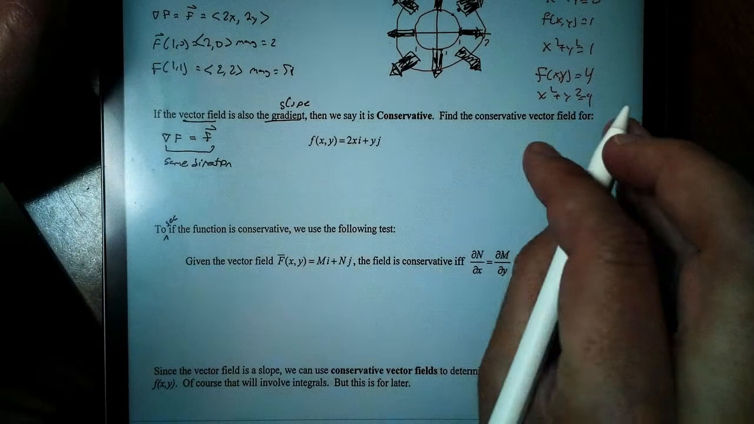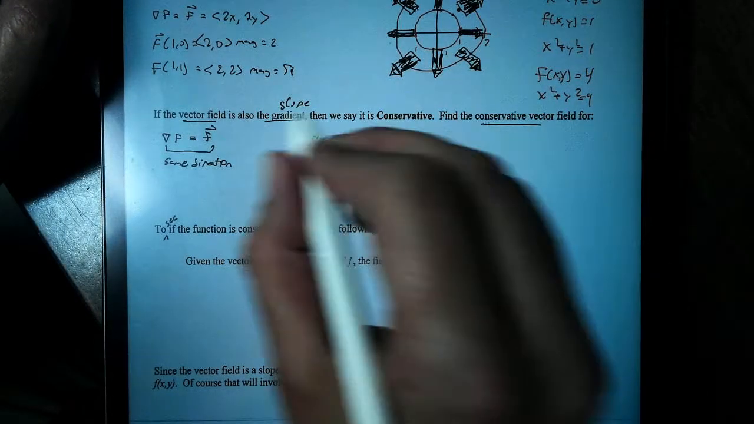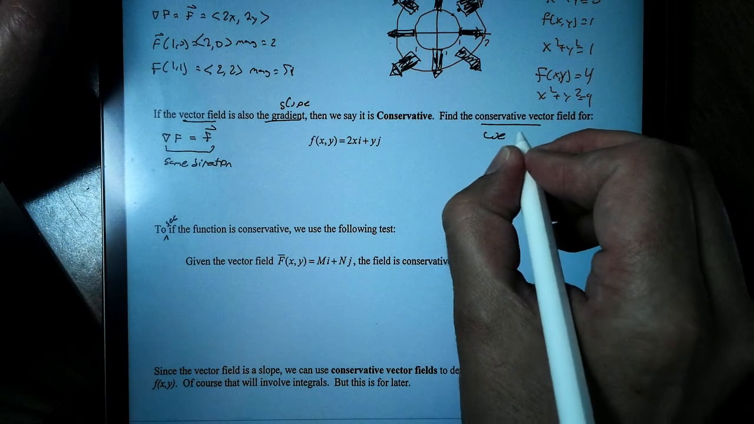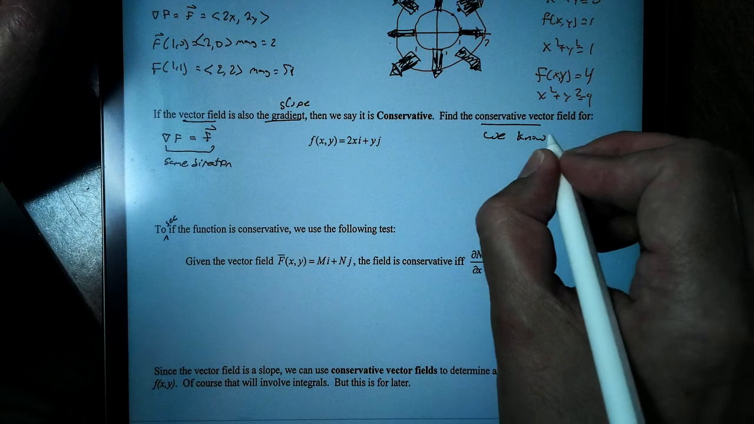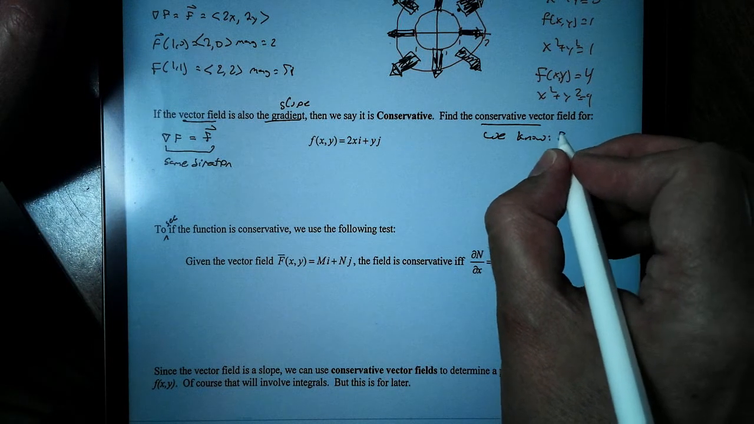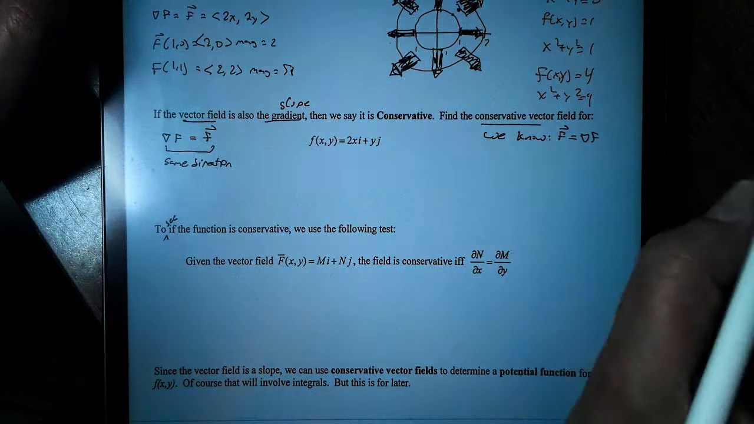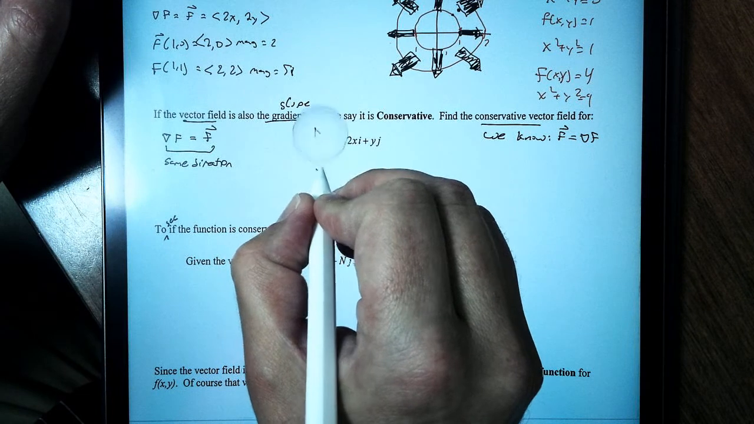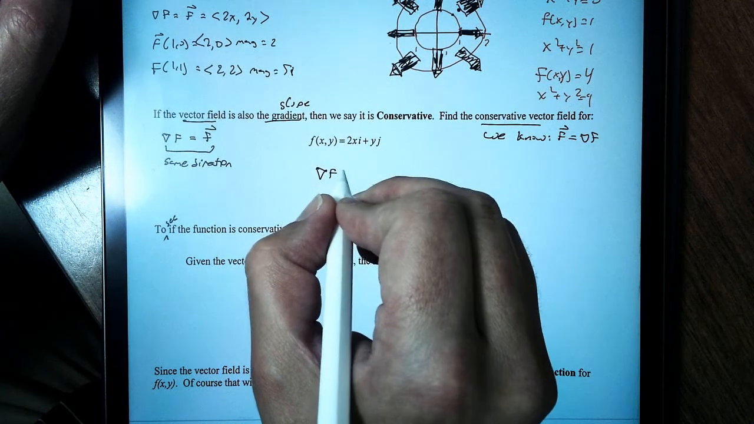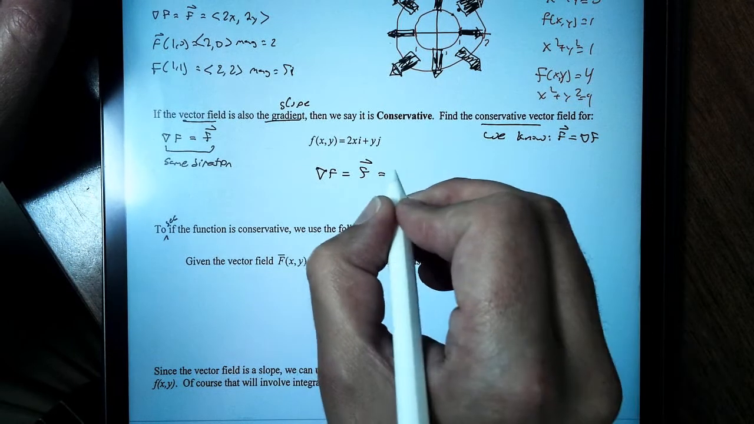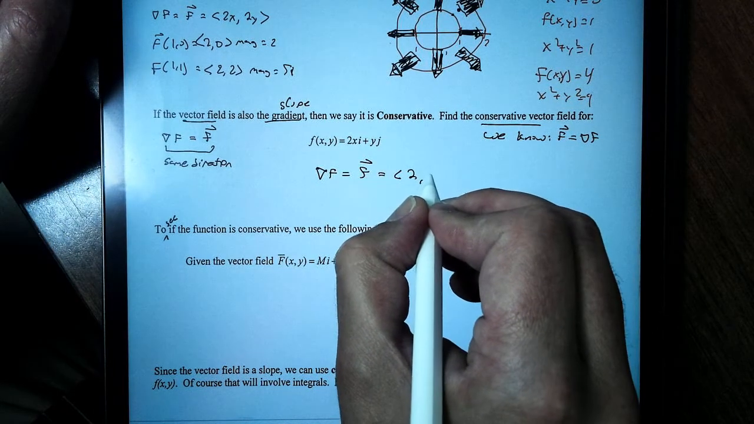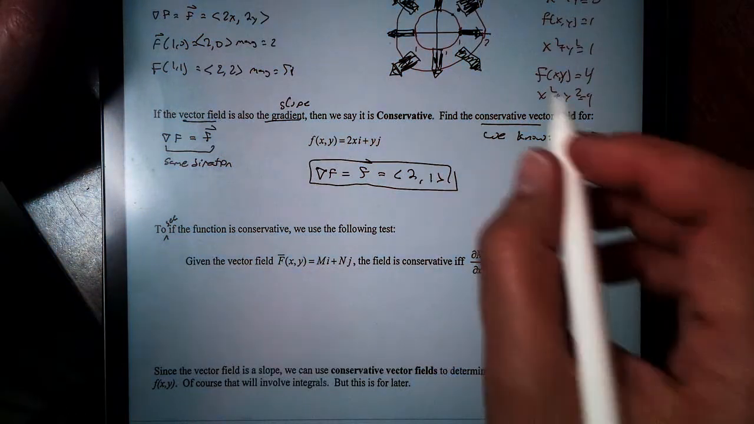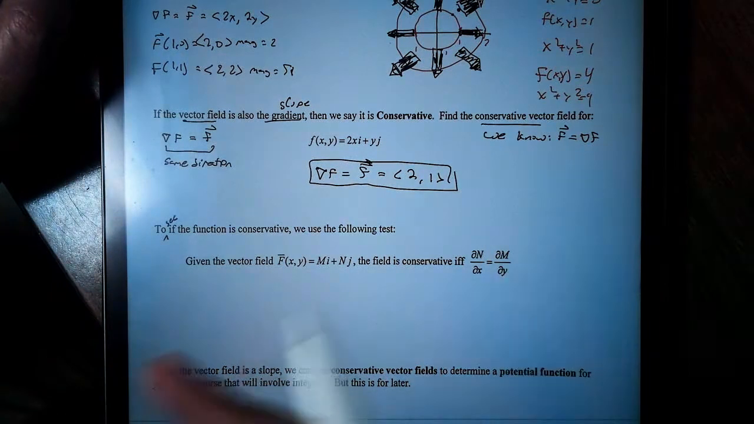So what we're asked to do is find the conservative vector field for the following. Well, they're telling me it's conservative, so we already know that if I want to find my vector field, it's the same as my gradient. So I'm just going to go and find my gradient, which is the same as my vector field, and that will be 2, 1. And there's my answer. That's it. I already know it's conservative. Now later on we're going to see how we can tell if they're conservative or not.